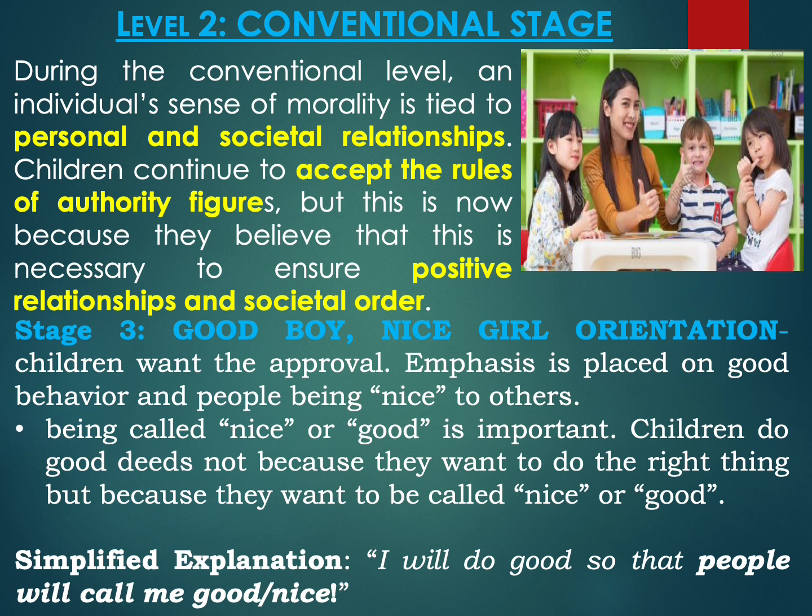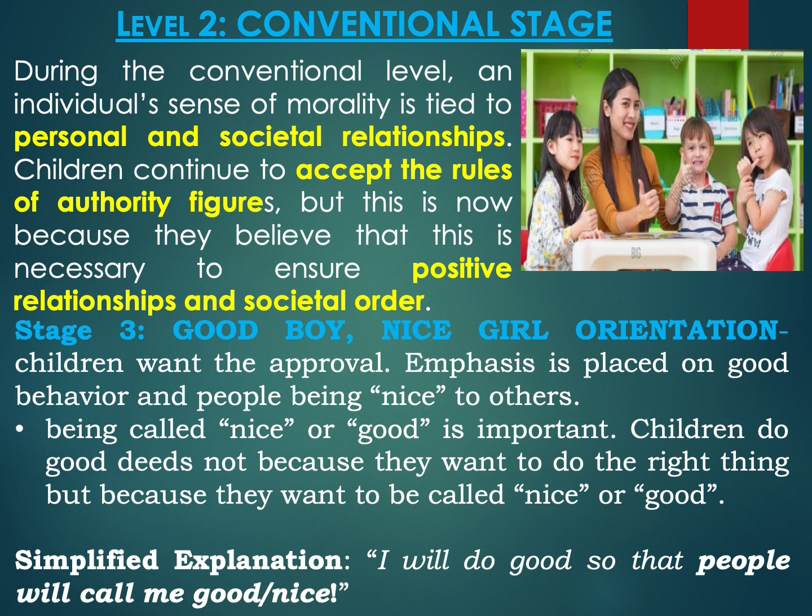Next level is what we call the conventional stage. During the conventional level, an individual's sense of morality is tied on the personal and societal relationships. Dito po, napaka-importante sa preschooler yung relationship niya towards other people. Children continue to accept the rules of authority figures, but this is because they believe that it is necessary so that they can keep the positive relationship and societal order.